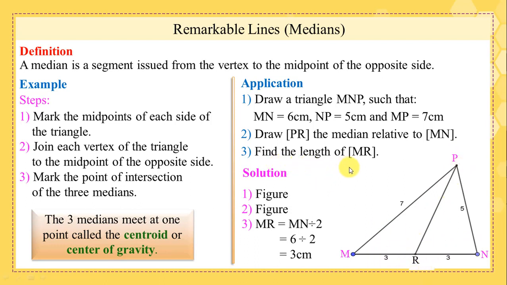3. Find the length of MR. Since R is the midpoint of MN, and from the given MN equals 6 centimeters, MR equals 6 divided by 2, which is 3 centimeters.